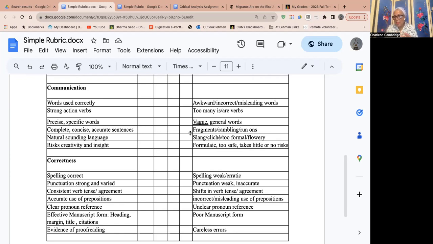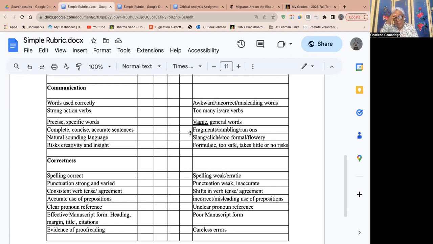Formulaic. That means you stick to a formula, the 5-paragraph essay. Too safe. If you take little or no risk, there's a point to be made, but you're afraid to make it. So you just write around it or you write a boring essay. You're going to lose points for that. But this is something that needs to be developed, right? It's something that you practice. Right now, you're inexperienced with academic prose. Even those of you that took AP English, writing in a college class, you have a different group of students now. So I'm looking at a different pool of students to compare you to.